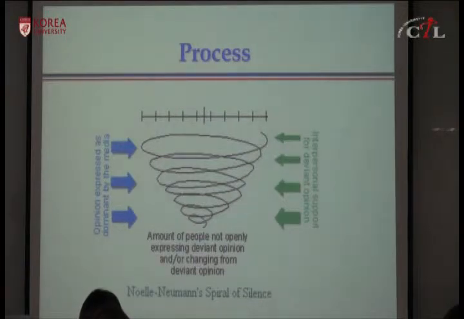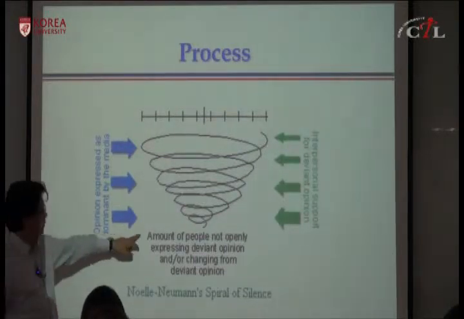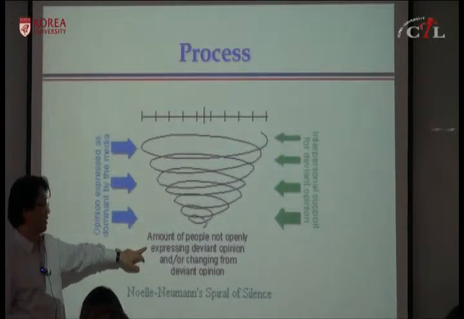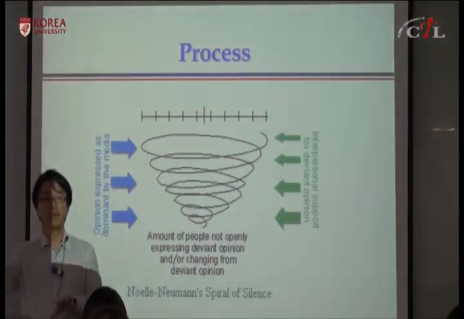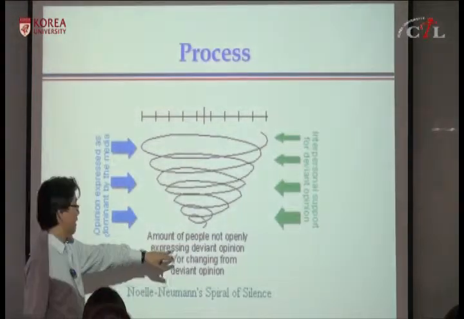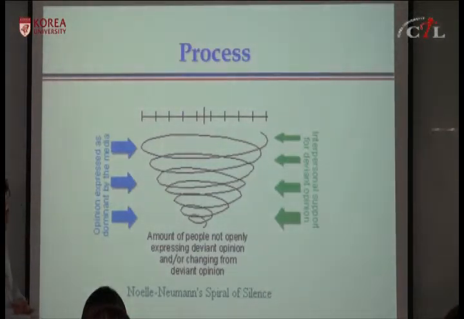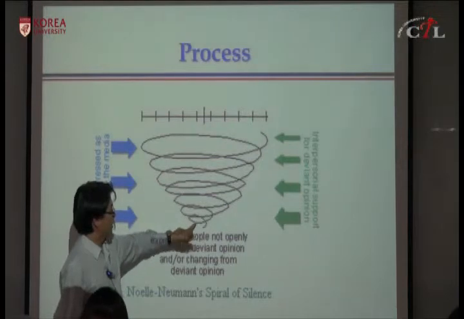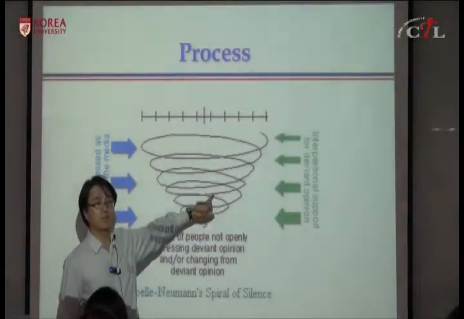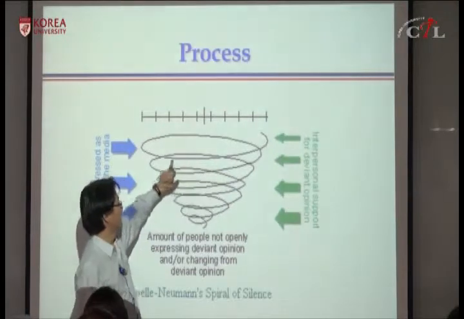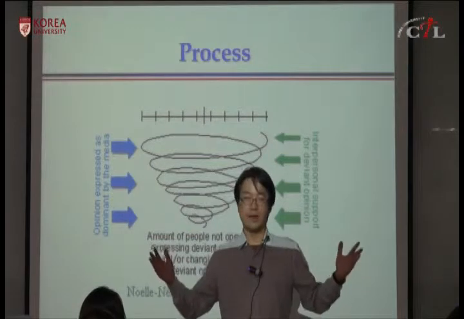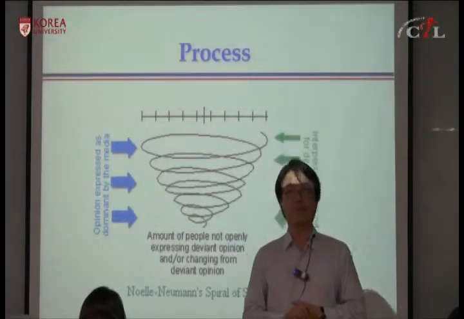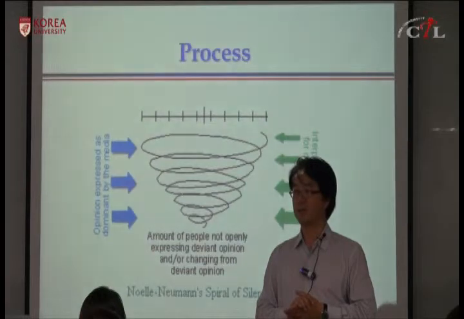Process of a spiral of silence. The number of people not openly expressing their deviant opinions, meaning opinions different from the dominant voices, or changing from their deviant opinions, is larger and larger as time goes on, and as media reports the public opinions.